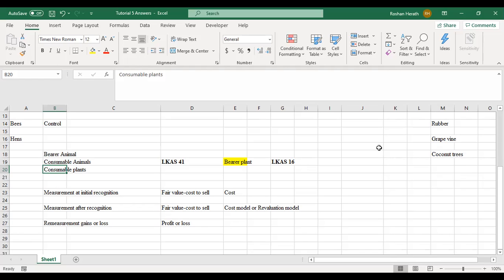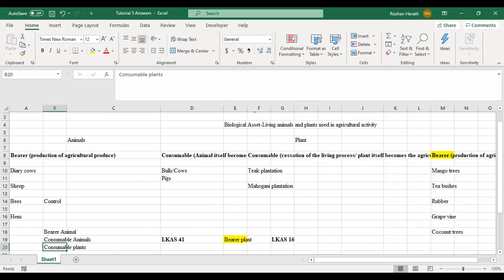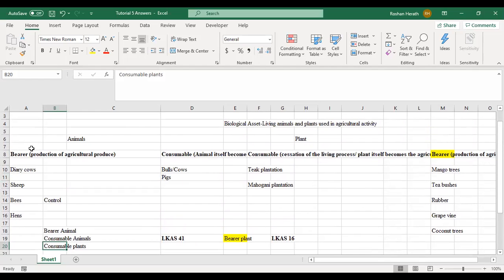Even when it comes to the bearer animals, the reality is that most of the time, these dairy cows or sheep, right? Even the hens. Once they are not going to be producing agricultural produce, they may simply be sold out. So in that sense, the gains and losses would eventually be realized.